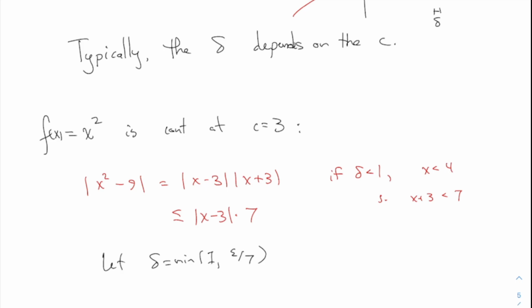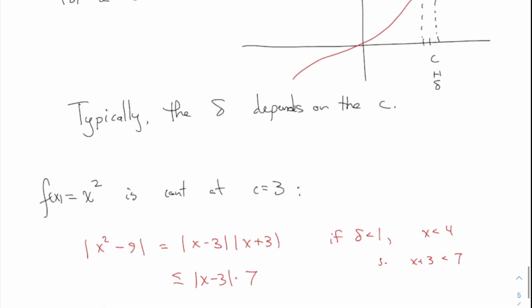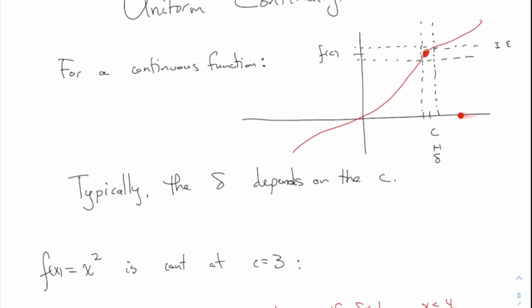That means that this one is not uniformly continuous because the delta depends on the c. It is continuous, but as this c moves around, you have to be updating the delta, the size of this little window here. That is not uniform. Uniformly continuous means you can use the same little window all the time, all the way across the board. That's what we're going to talk about in more detail next time. All right, see you then.